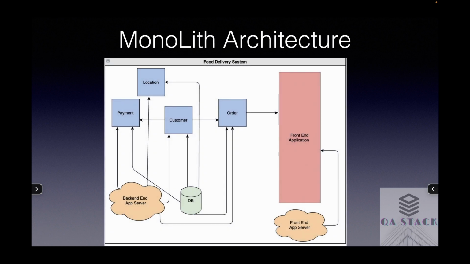So here, this is a picture of a food delivery system. Here, the blue colored boxes represent the services. And if you observe very closely in this system, all these services are sharing the same app server and database, and they are tightly coupled with each other.